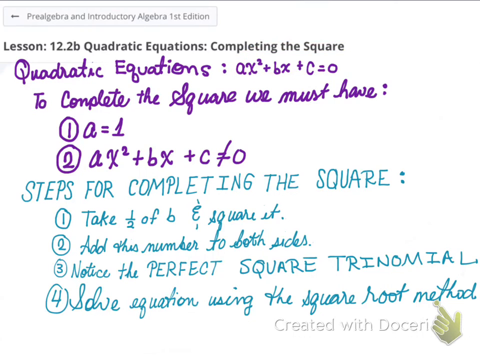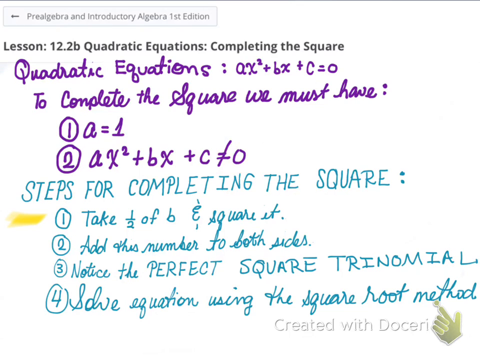In order to complete the square, two things must happen first. First, the leading coefficient, that's this a, must equal 1, and the equation must not equal 0. These two things are really easy to do. If the leading coefficient a is not 1, we can just divide it out. And in order to have the equation not equal 0, we can simply subtract c on both sides, and that will remedy that situation.